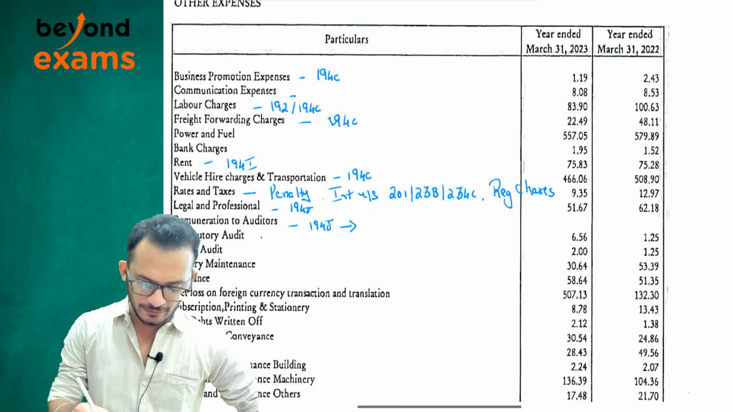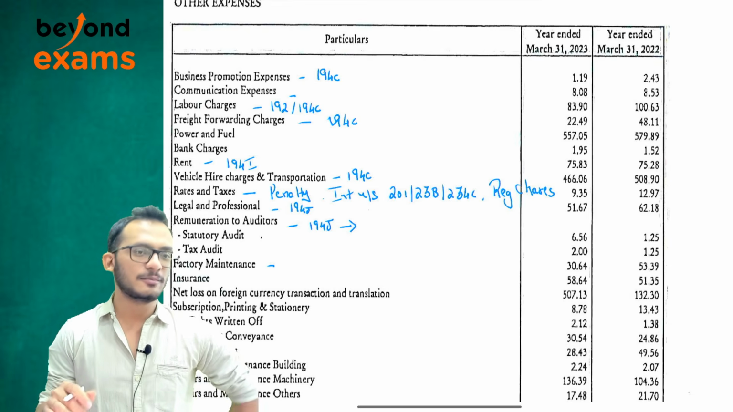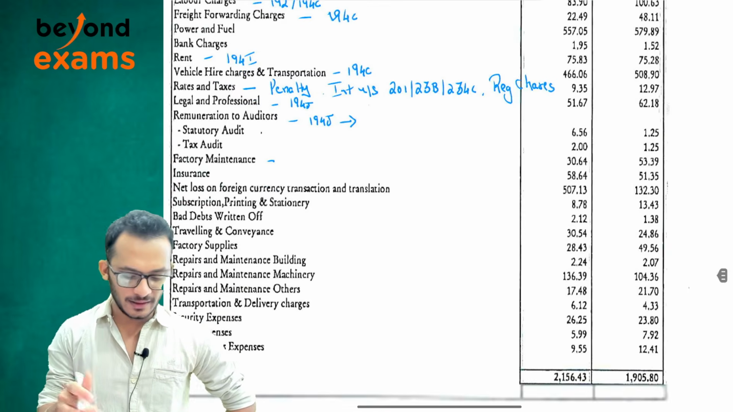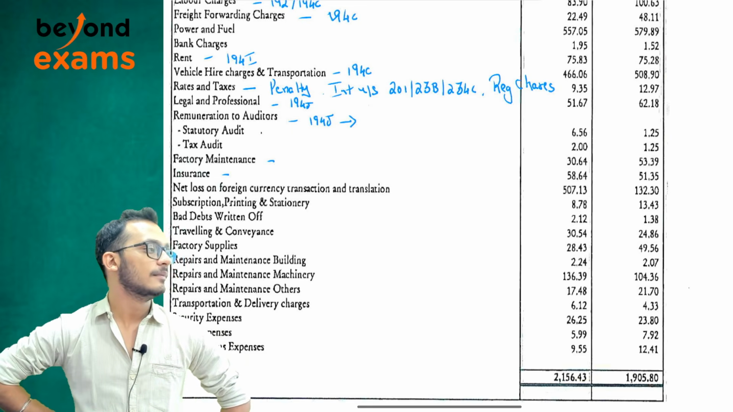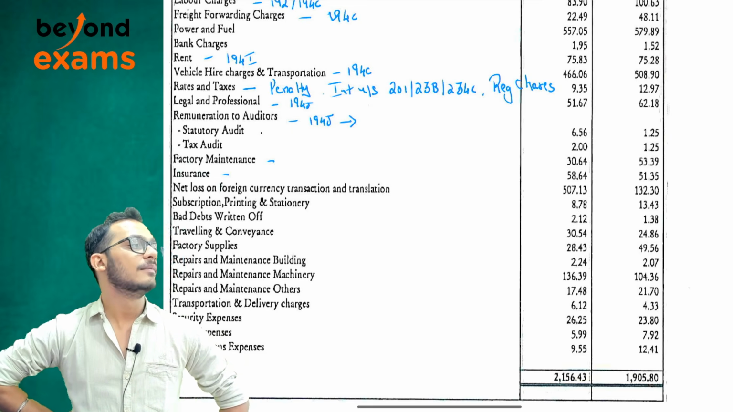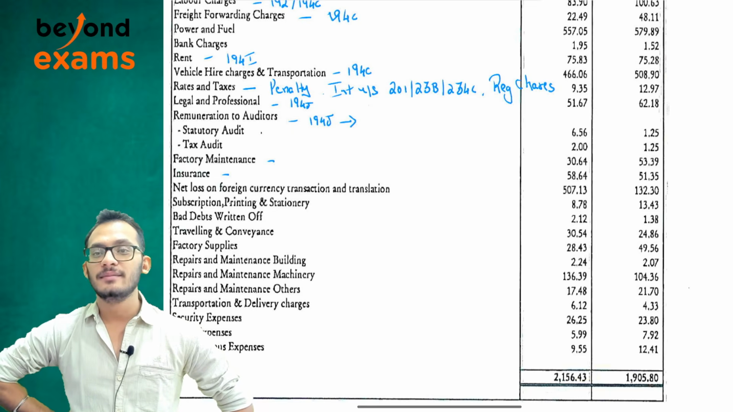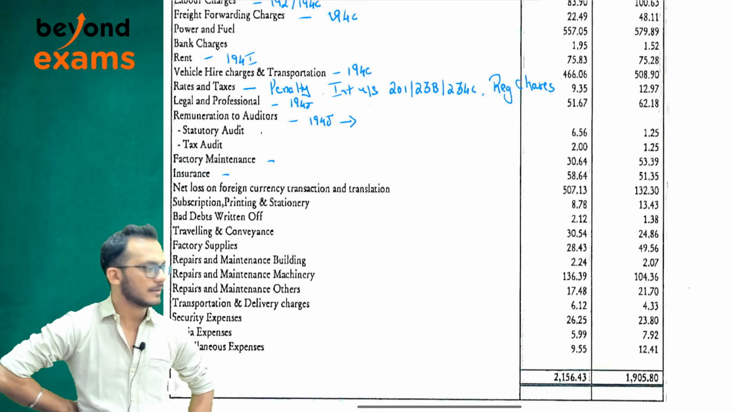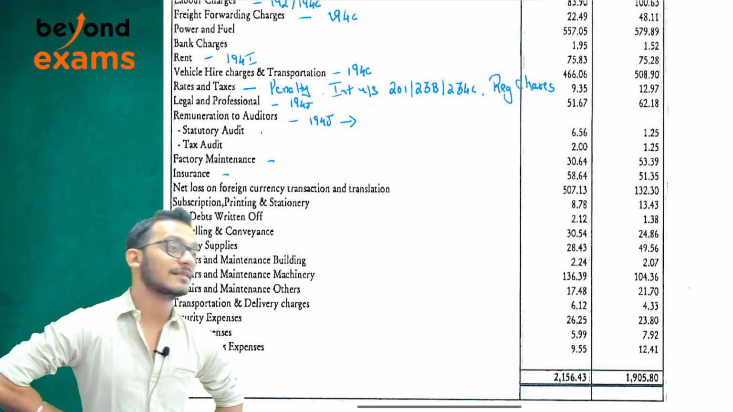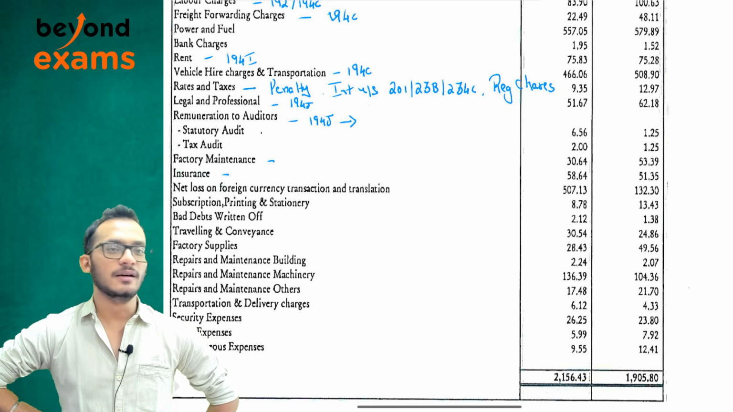Very good. Next, we have factory maintenance. I wouldn't expect anything. Probably if you have labor and all, 194C may come in, otherwise no. Insurance. Relevant? Not relevant. You don't pay TDS on an insurance premium. That's completely fine. There's no insurance premium TDS. There is insurance commission TDS, not for you, for the other party.